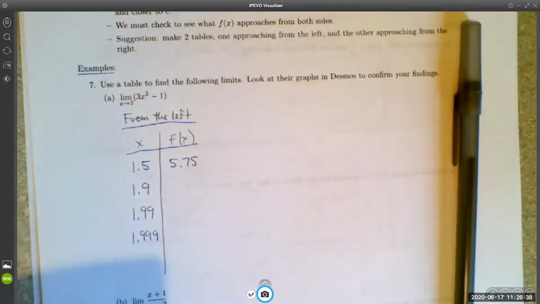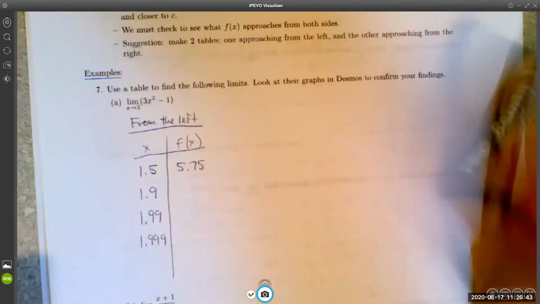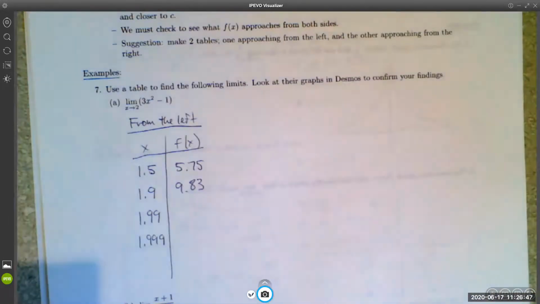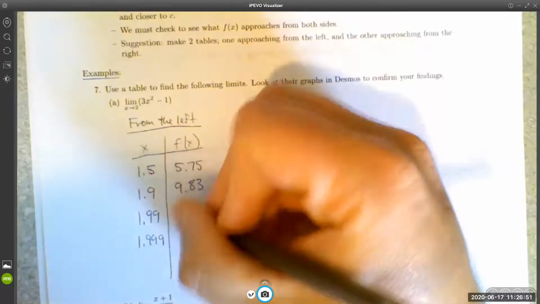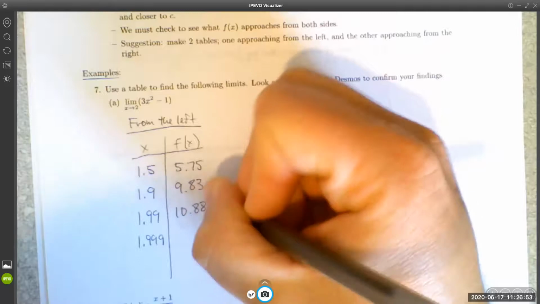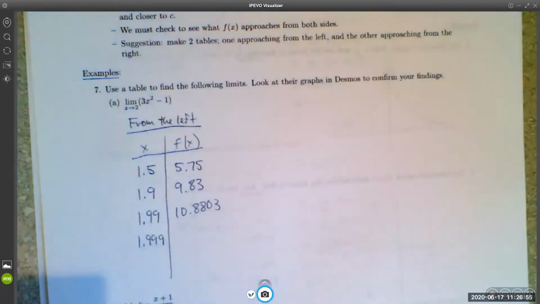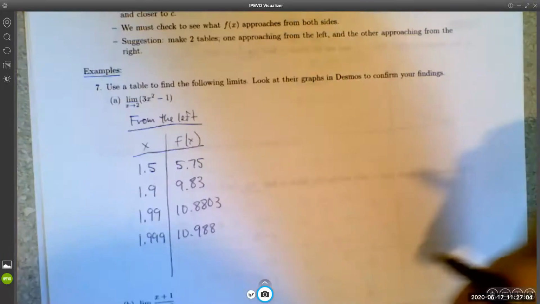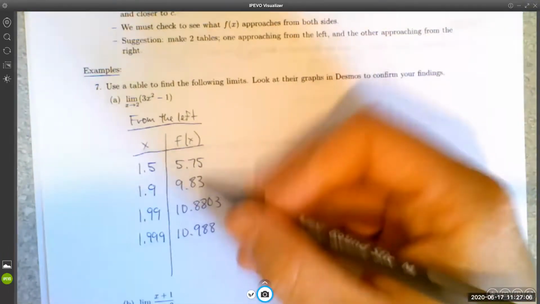We could plug in 1.9. And then we get 9.83. Okay, maybe this is going off to infinity. We could plug in 1.99. We get 10.8803. We could plug in 1.999. We get 10.988. Okay, so it seems like the growth is sort of slowing down. Seems like we're getting closer to 11.